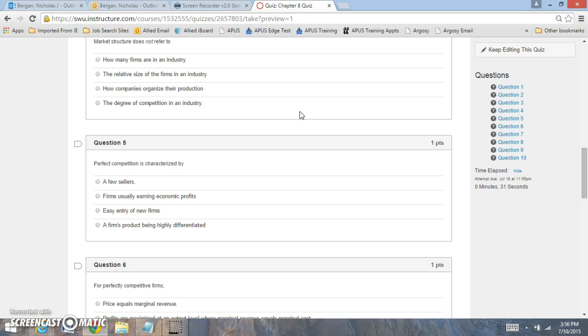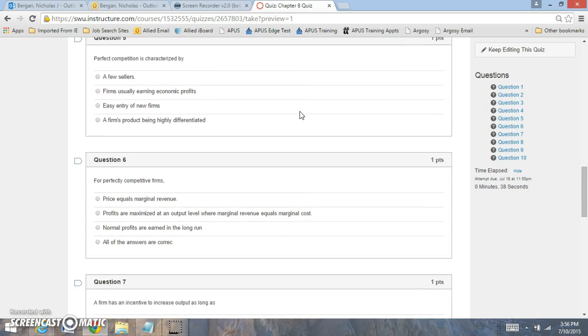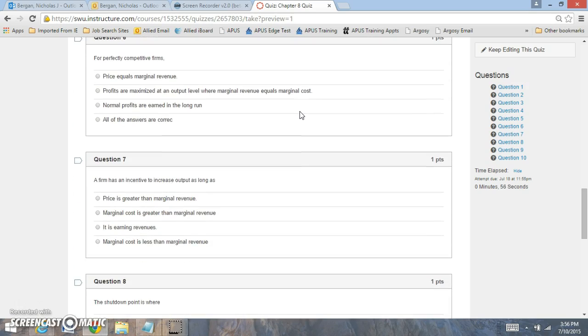Market structures does not refer to what? The perfect competition market structure, look at the characteristics of perfect competition. Many buyers and sellers, they break even in the long run, they earn normal profits, large barriers to entry and exit, selling homogeneous or identical products. For a perfectly competitive firm, look at the characteristics again and the graphs to answer these questions.